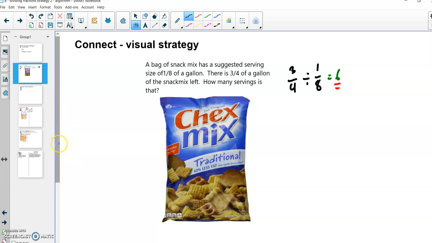Yesterday we looked at a strategy where we made visuals. So we started with this bag of snack mix, you'll recall. And we said, okay, if there's 3/4 of a gallon of it left, we kind of thought of it in 3/4. We said, all right, that's 3/4, 2/4, 1/4 are full. Then we figured out, okay, well, I can switch those to eighths. So if we're making servings of 1/8 of a gallon, 2/8 would fit in a fourth, because 2/8 is equivalent to 1/4. 4/8 is equivalent to 2/4, 6/8 here.